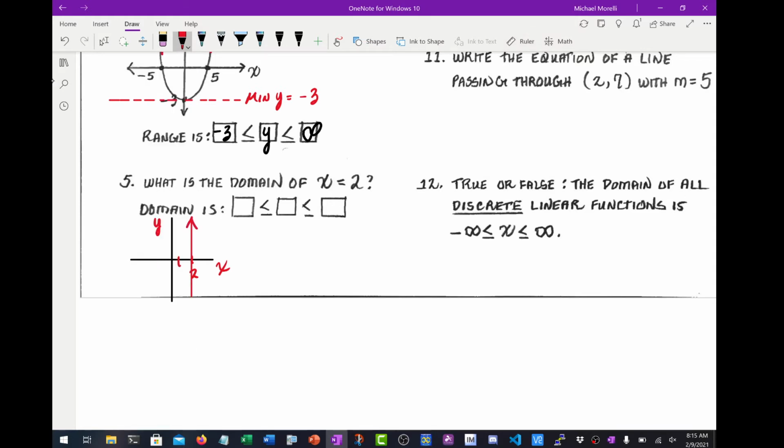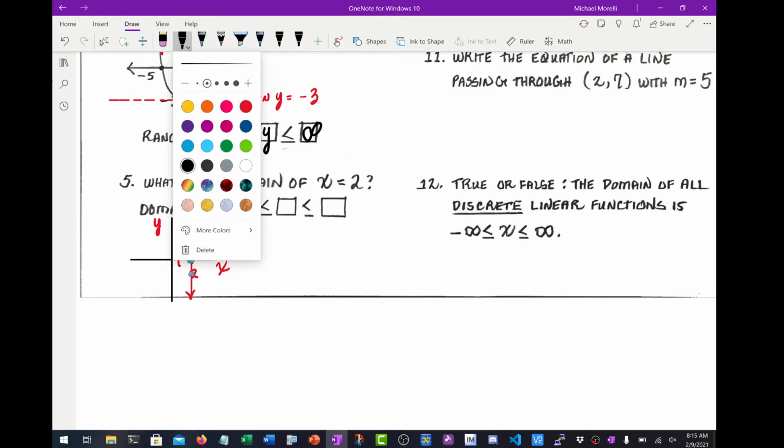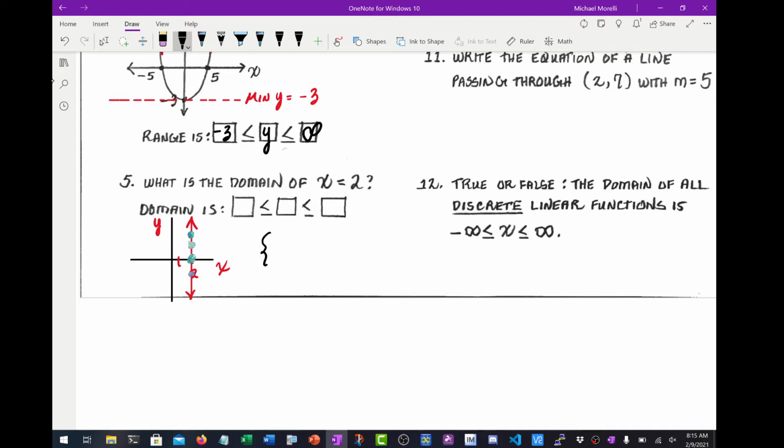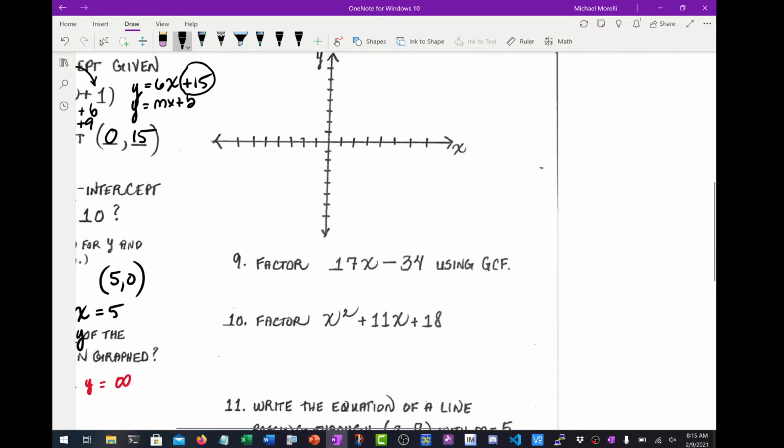Now you have to ask yourself the question, what x values can this graph take on? At all points, it can only take on the point 2. So the only x value this can take on is 2. So the whole domain is just 2. So the domain is 2 less than or equal to x less than or equal to 2. That's number 5.